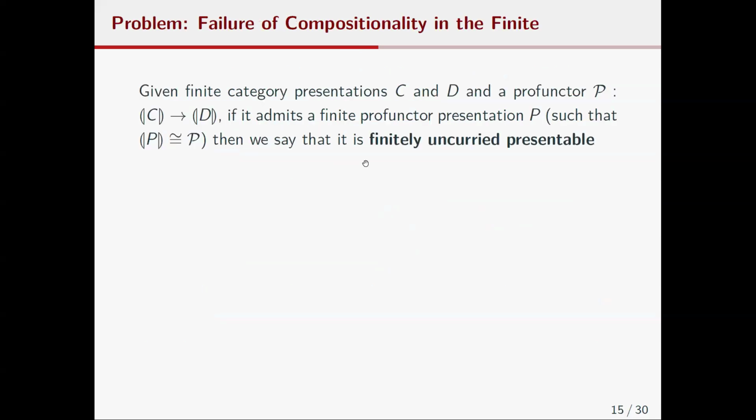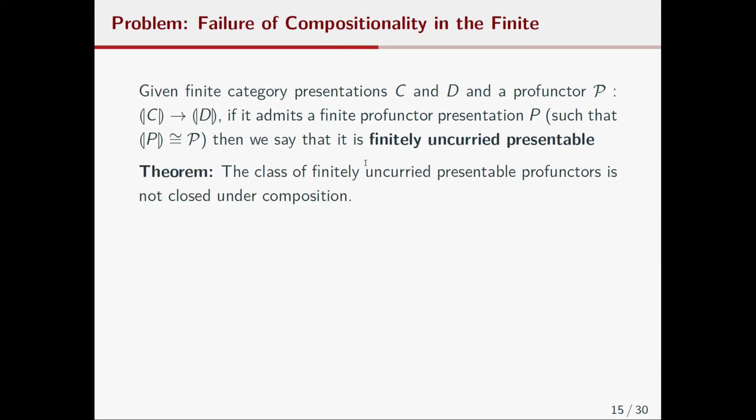Now, there's a problem with this kind of presentation. And for that, let me say this definition. So if we have two finite category presentations and a profunctor between the presented categories, if it admits a finite profunctor presentation, a finite uncurried profunctor presentation, then we say it's finitely uncurried presentable. And the problem is this theorem. It says that the class of finitely uncurried presentable profunctors is not closed under composition.